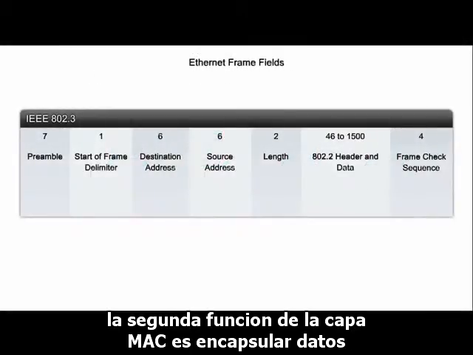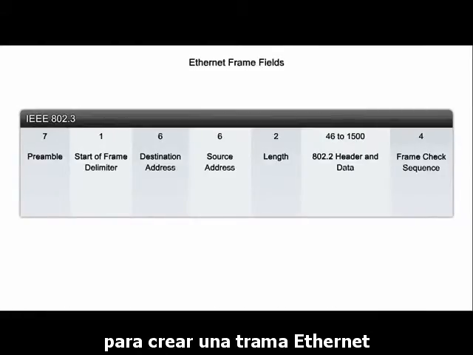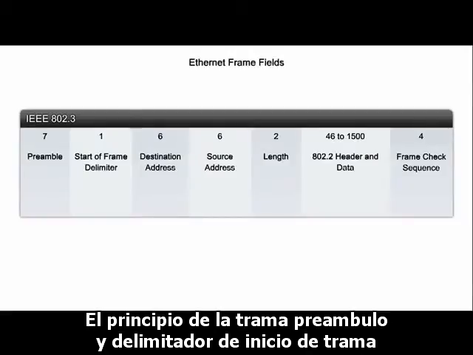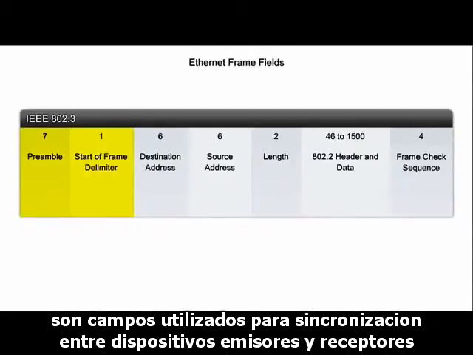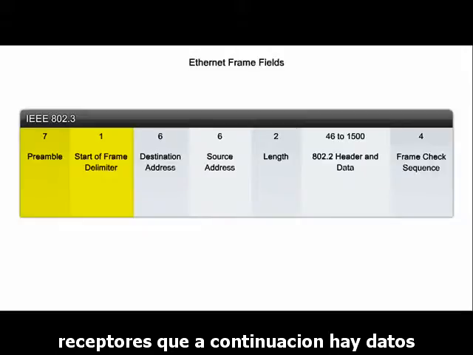The second function of the MAC sublayer is to encapsulate data. When encapsulating data, the MAC layer adds header and trailer fields around a layer 3 data packet to create an Ethernet frame. The frame is the PDU at layer 2. The beginning of the frame, the preamble, and start frame delimiter are fields used for synchronization between sending and receiving devices. Essentially, the first 8 bytes of this frame is used to alert the receiving devices that data is following.